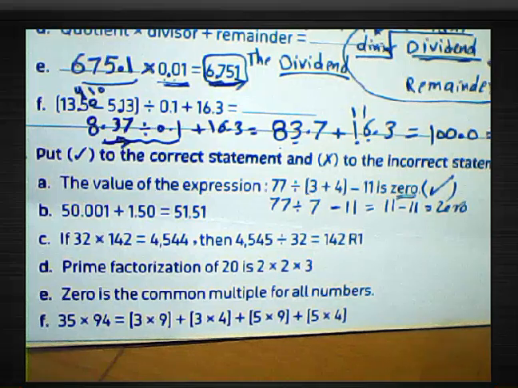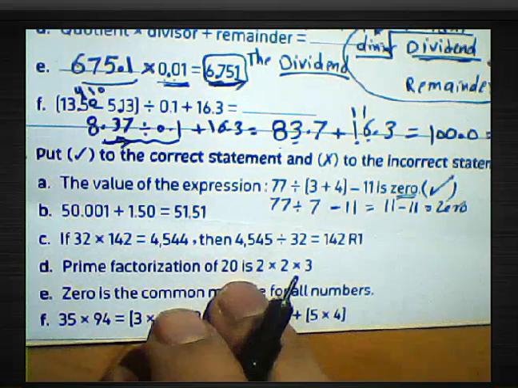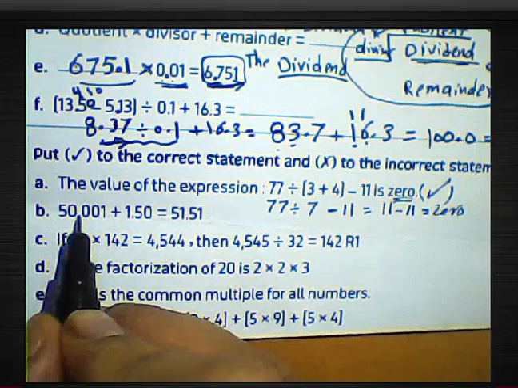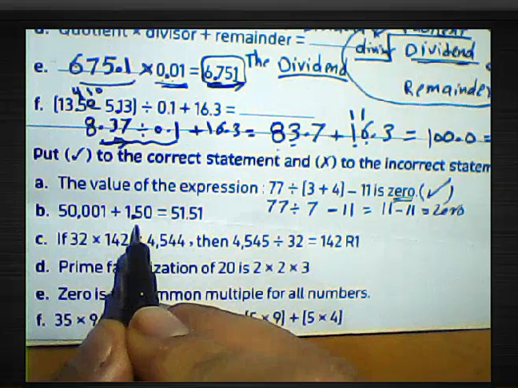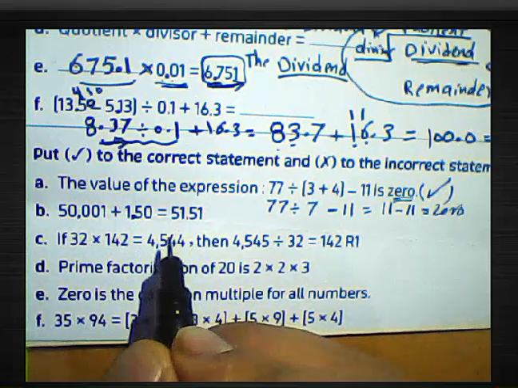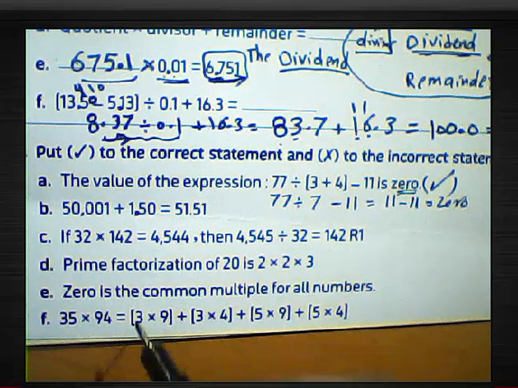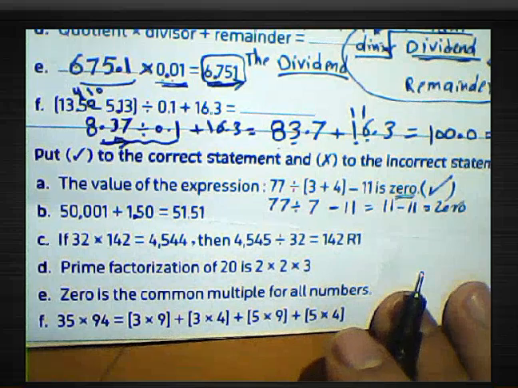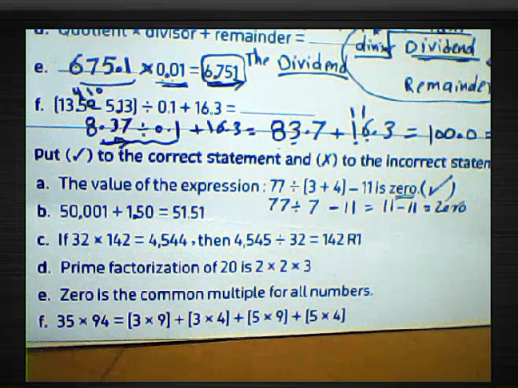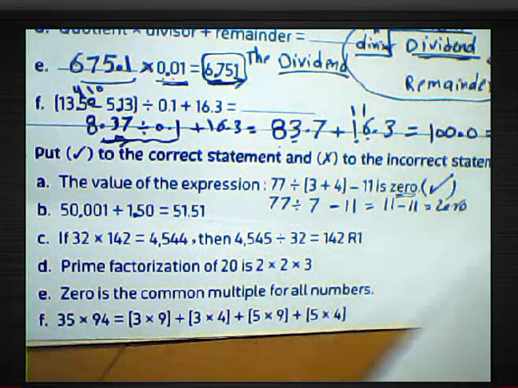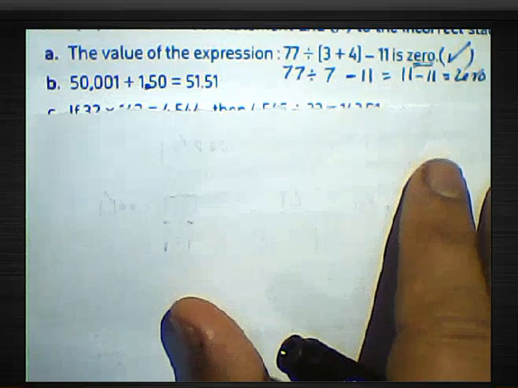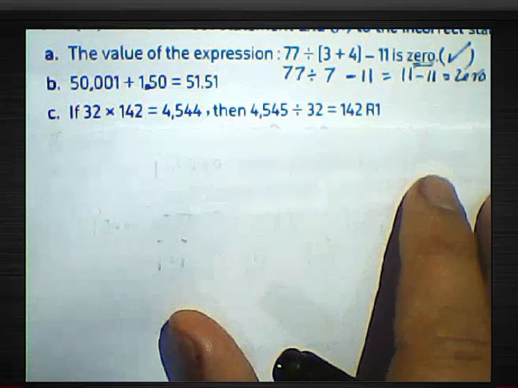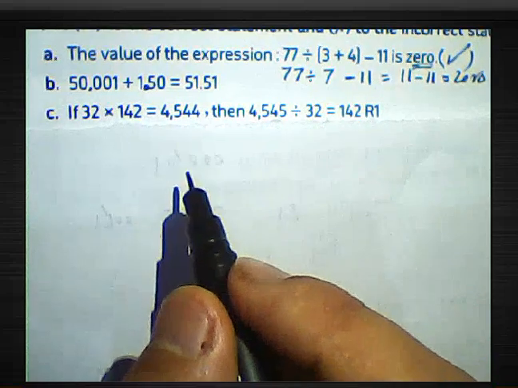What about letter B? Letter B here: 50.001 plus 1.50 equals 51.51. True or false? We can find the result by adding them. Okay, you can add two numbers here. Look with me here on this paper to find the result of this example.